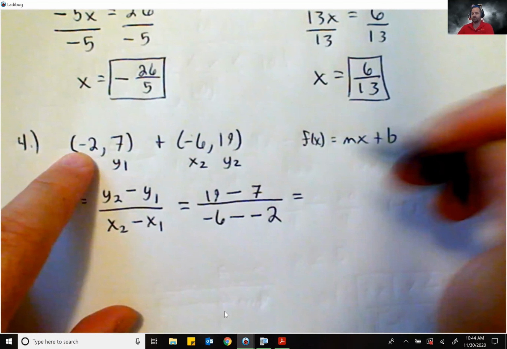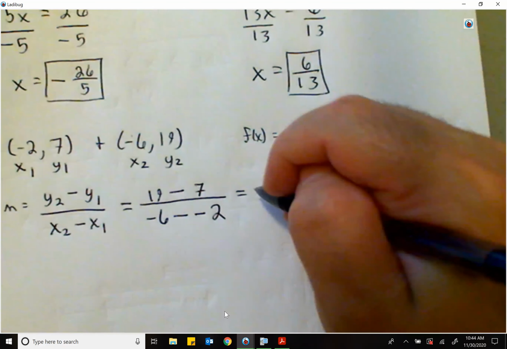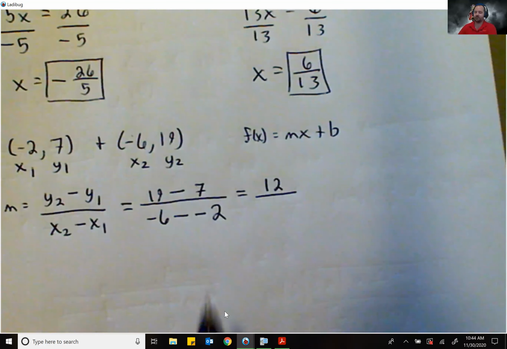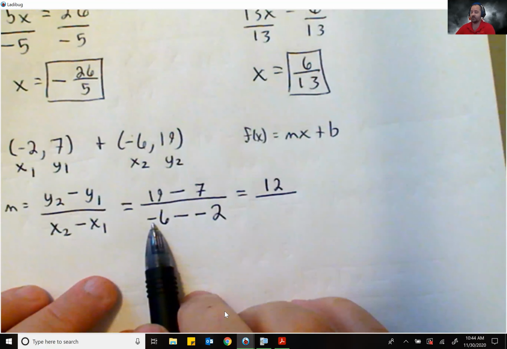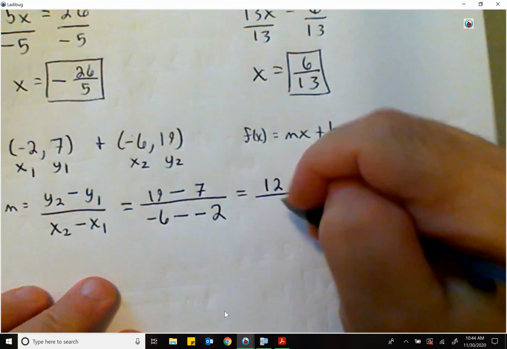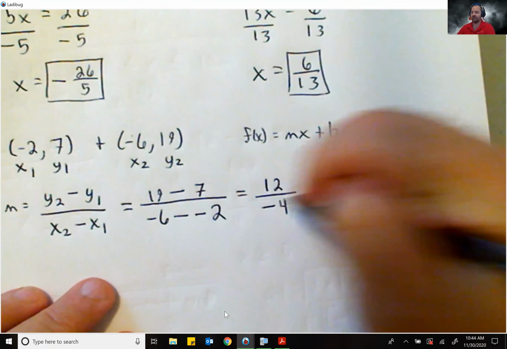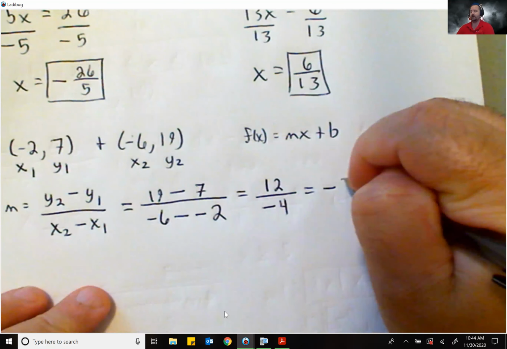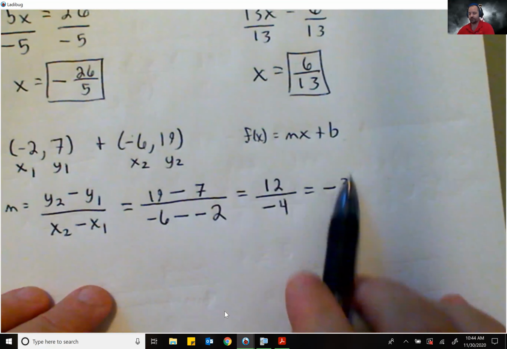All right. So 19 minus 7 gives us 12. What happens with two negatives by each other? It turns it into a positive. So this becomes -6 plus 2, which is -4. Good. And 12 divided by -4 is -3. So there's our slope. Your slope is always reduced.